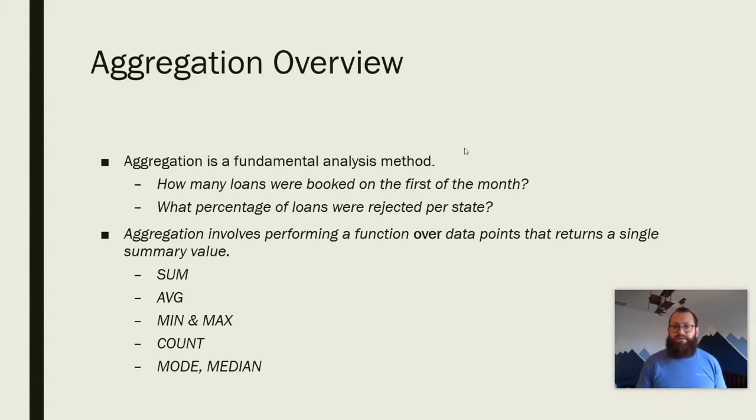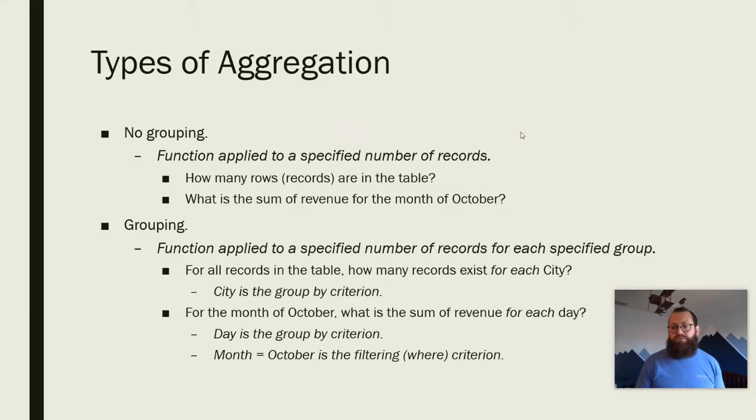So going to the next slide, and we kind of introduced this, there are ultimately two types of aggregation when you consider grouping, right? There's one with no grouping, so you can apply an aggregation function to a specified number of records. For example, you have a table in SQL and you want to know how many records are in there. So you're just counting the number of records in the table, and you're not grouping or breaking up those counts into more granular pieces.